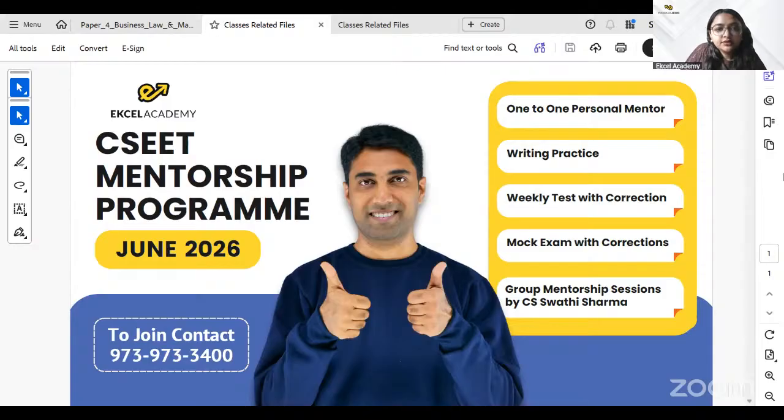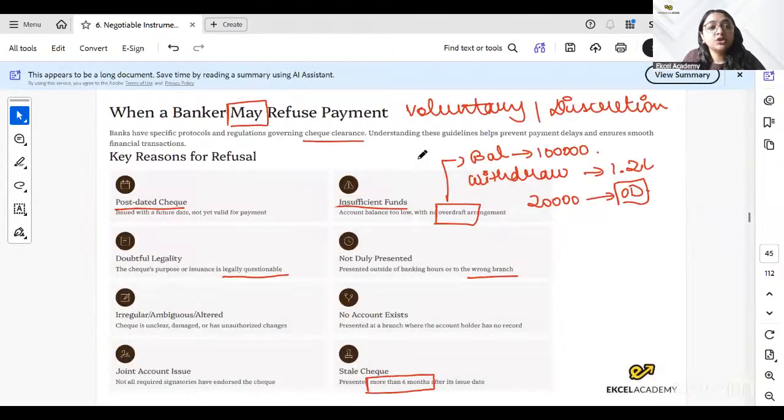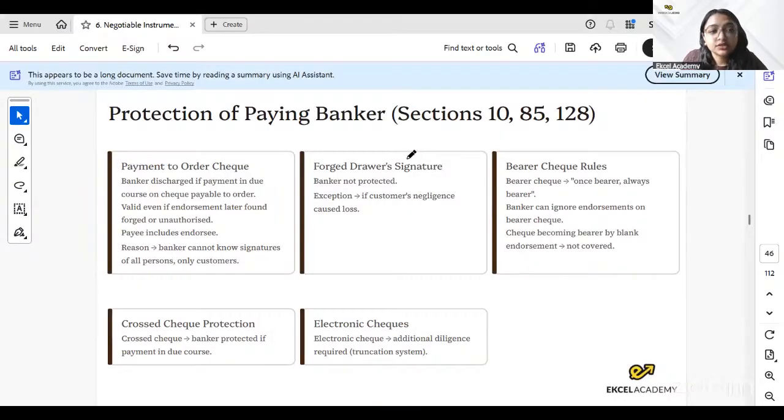Let's start off with the next topic, which is the protection of the paying banker. Now we have understood the concept of a banker. Now, when is your paying banker protected? Firstly, who is your paying banker? Now we've understood who the banker is. Now let us understand who the paying banker is.